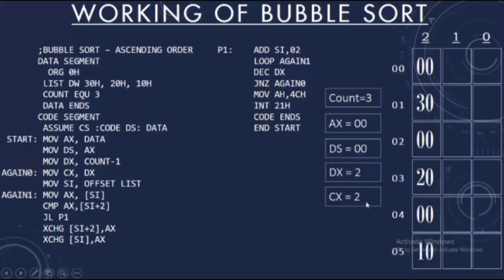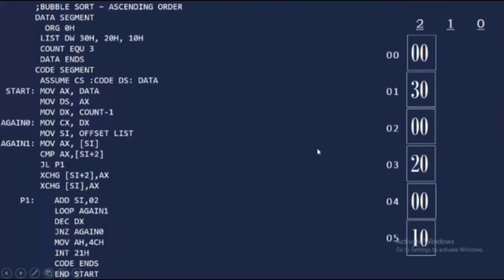Then move SI comma offset list. The address of the starting segment is stored in the source index. Then we have loop 1: move AX comma SI, compare AX comma SI plus 2, JL P1, exchange the contents of SI plus 2 and AX, exchange SI and AX. Here we'll see it in detail.